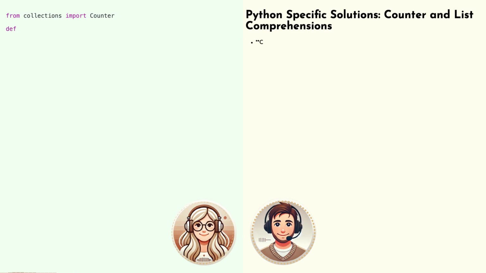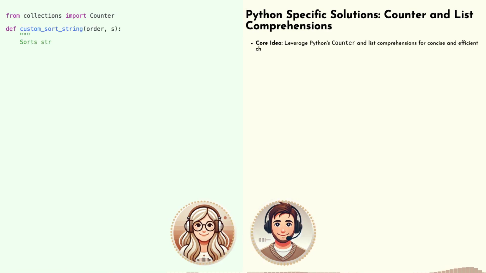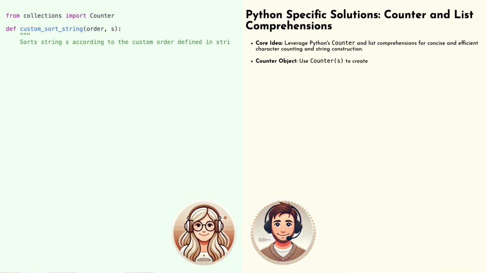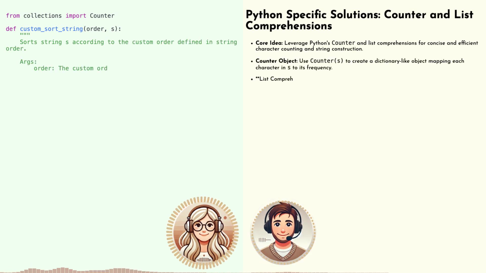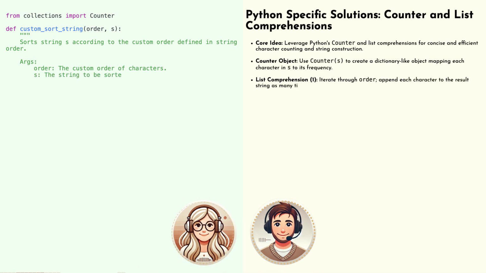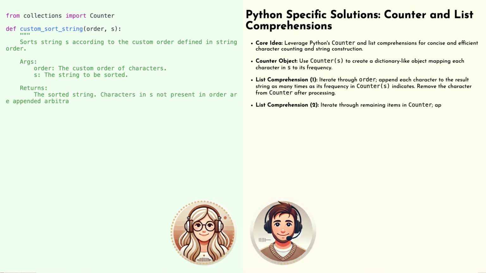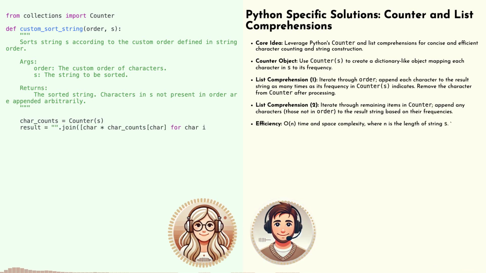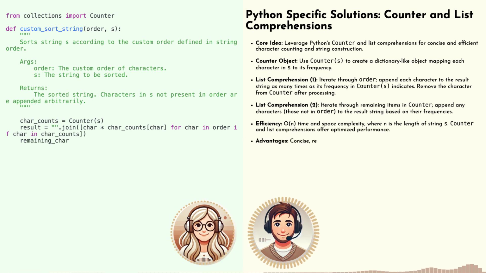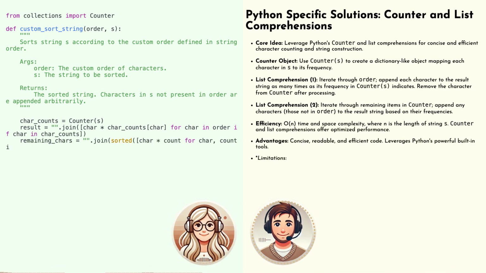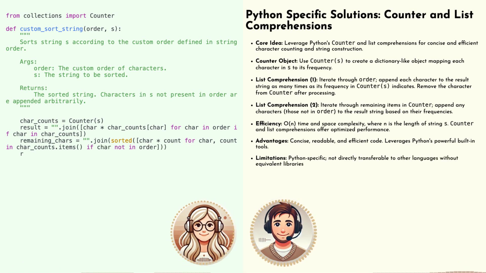Now, before we move on, I'm curious if there are any Python-specific solutions that stand out. Python offers some very elegant solutions, using built-in tools like the Counter object and list comprehensions. The Counter object, is that basically a dictionary? That's right. It counts how many times each element appears. We can feed it our strings, and it'll give us that dictionary-like object with characters as keys and their counts as values. Perfect for frequency count. So we get our frequency counts from Counter. Where do list comprehensions come in?